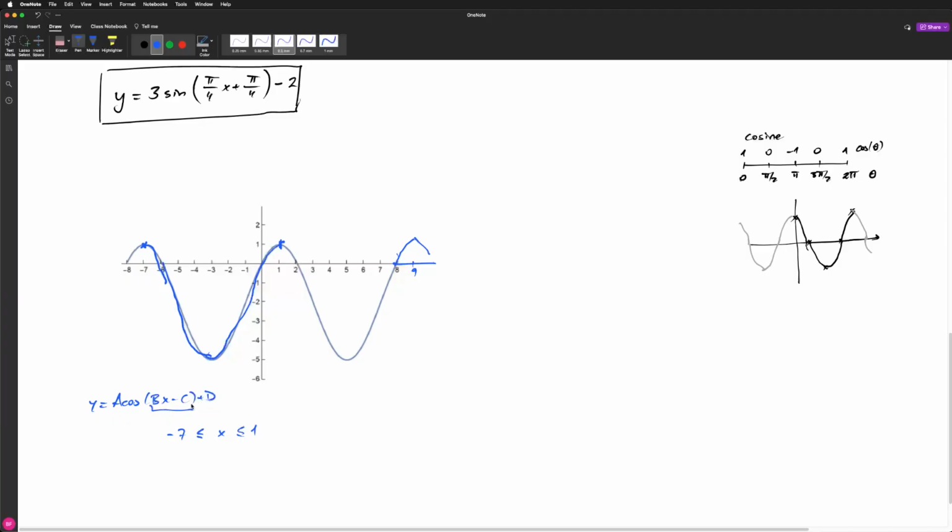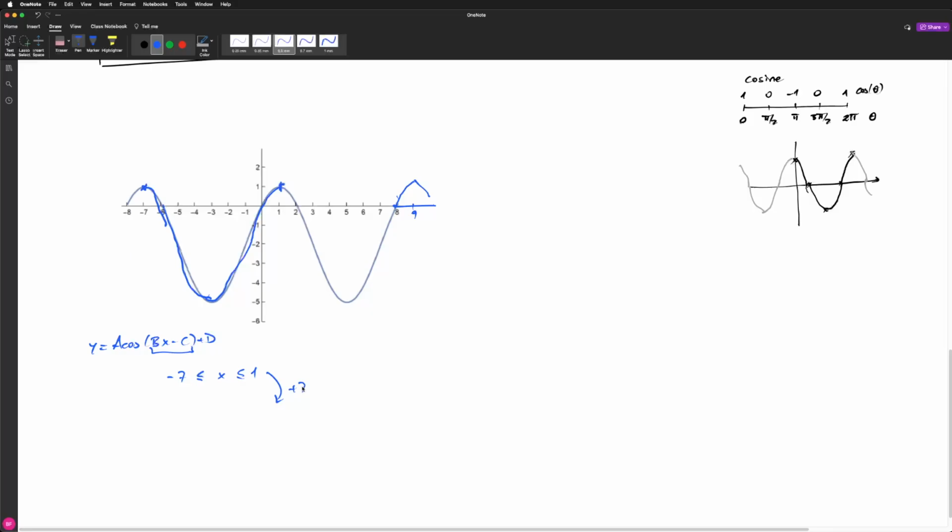What I want is to have the transformed thing inside cosine and the period to be between 0 and 2 pi. So what I do is I add 7 to both sides. And then I want to get to 2 pi. How do you get to 2 pi? Multiplying by pi over 4. If you know you want to get to 2 pi, and you're coming from 8, you can compute that ratio. So 8 times pi over 4 is going to be 2 pi. That's how we can figure out what to multiply by.